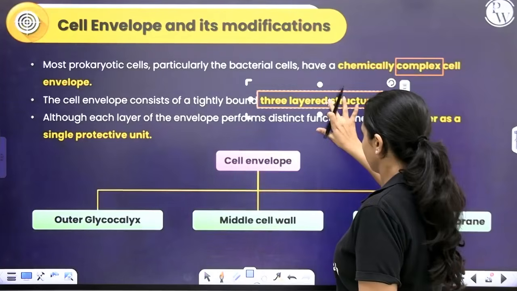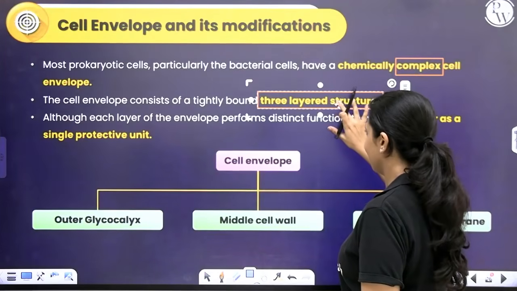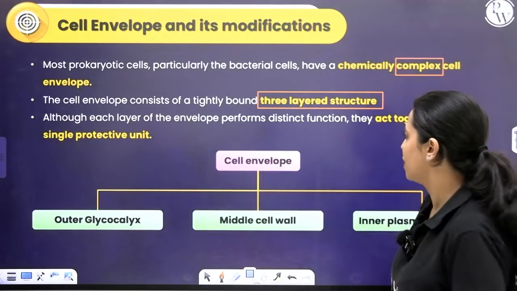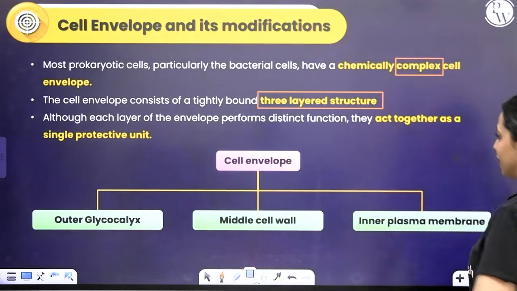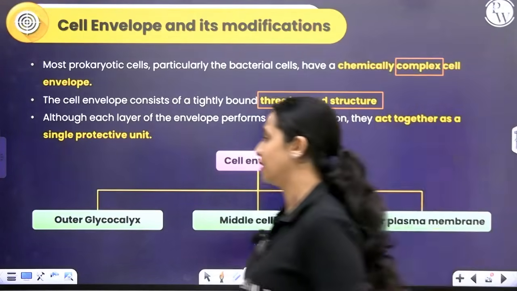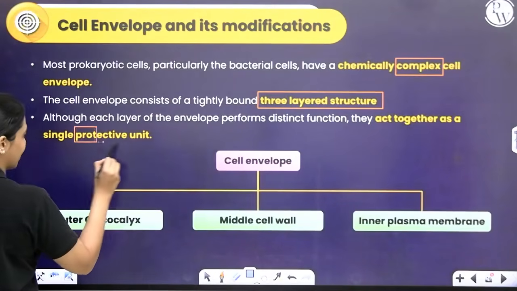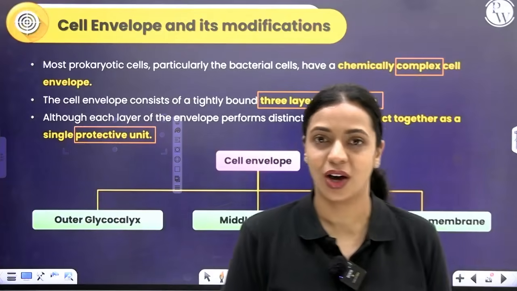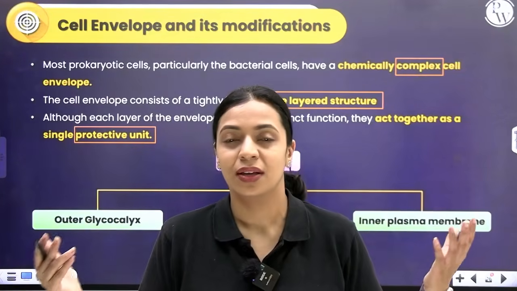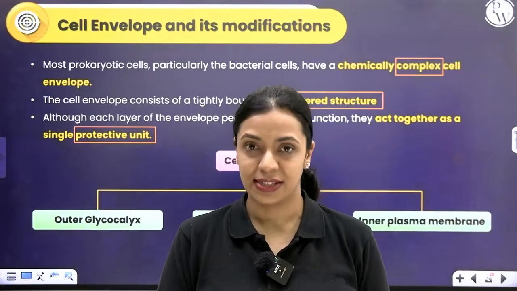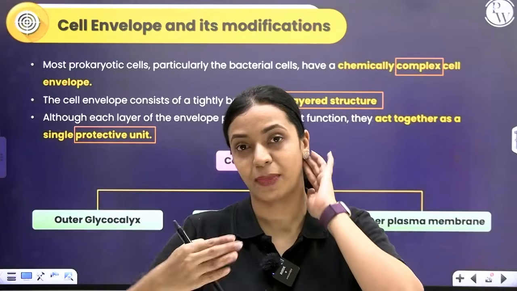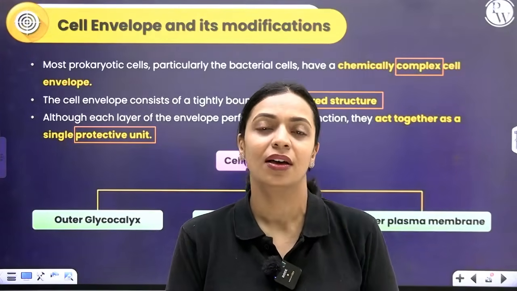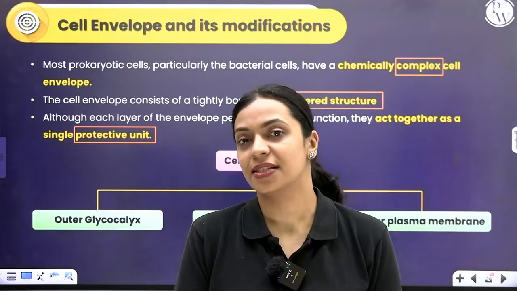Though there are 3 distinct layers, ultimately the function of any cell envelope is to offer protection. Together they act as a protective unit and offer protection for the cell. That's what all walls do, right? The wall of your house, the wall of your room, they basically offer protection. Even in prokaryotic cells, there might be 3 distinct layers, but ultimately they all offer protection for the bacteria. Which are these 3 layers?